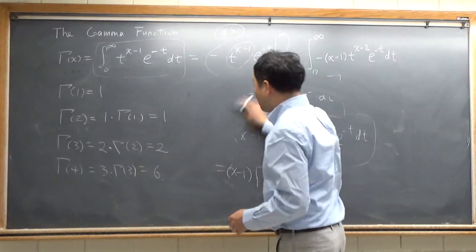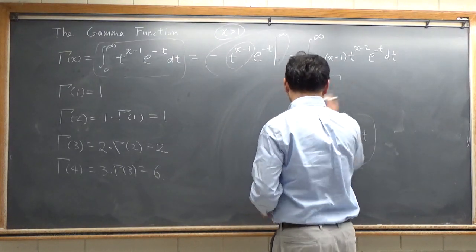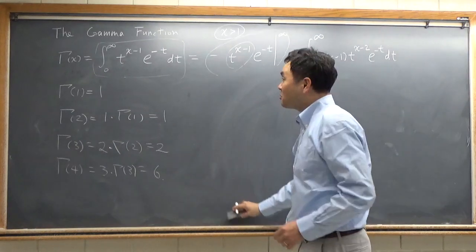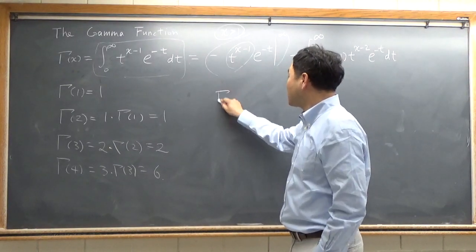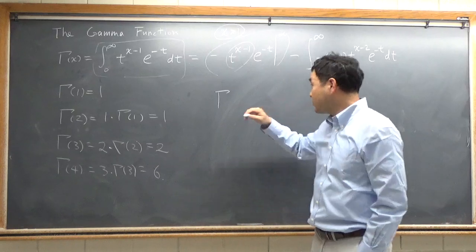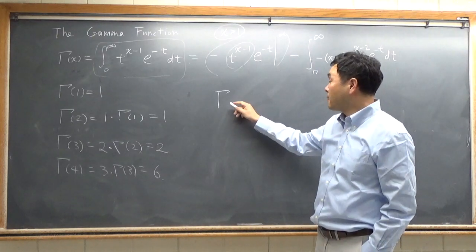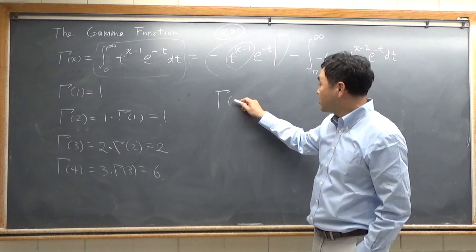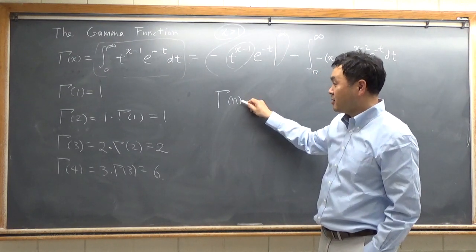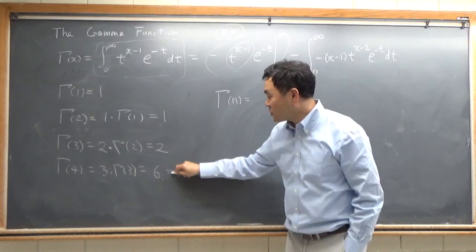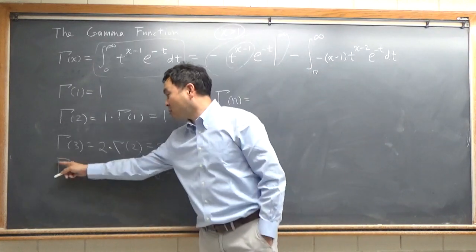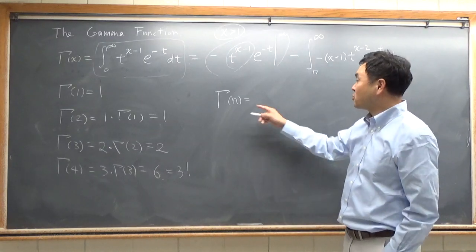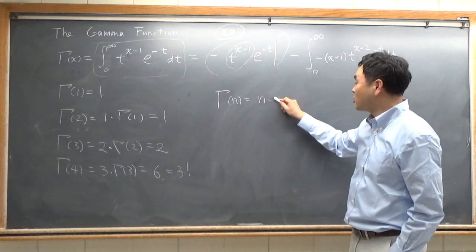So once you do these, you kind of have an idea what the gamma function is doing. The gamma function is doing the following. Gamma of 4 gives you 3 factorial, right? Gamma of 3 gives you 2 factorial. So gamma of n is the same as n minus 1 factorial.